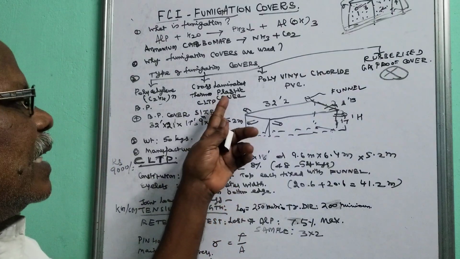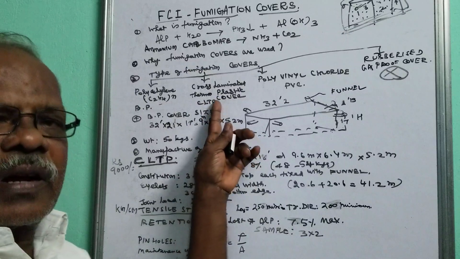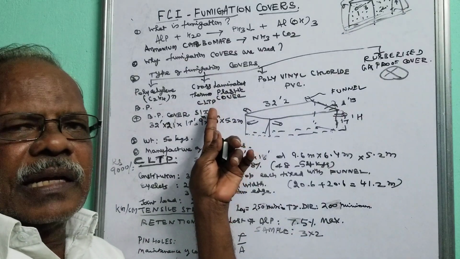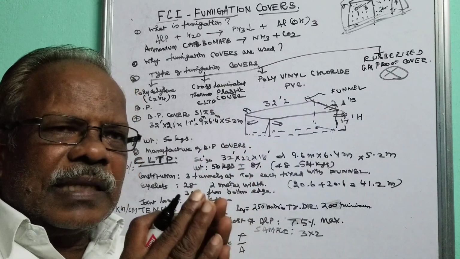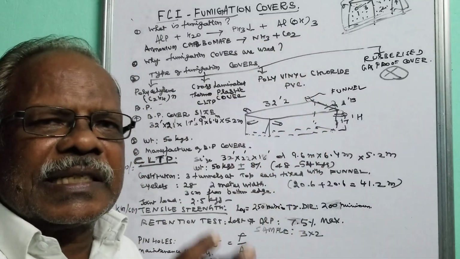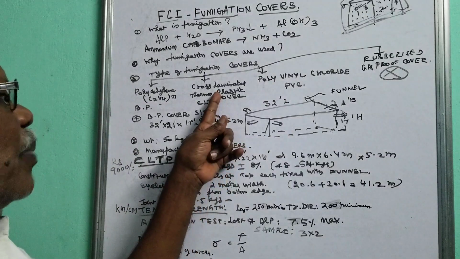Now after that, a cross laminated thermoplastic cover has been introduced. This is costly and it is blue in color, and there will be lamination, that is, an inner plastic cover, an outer plastic cover, and a middle lamination, and the crosswise lamination will be there, made up of polypropylene.